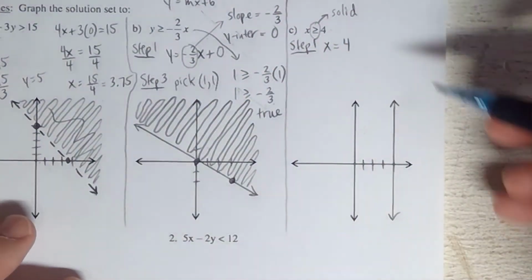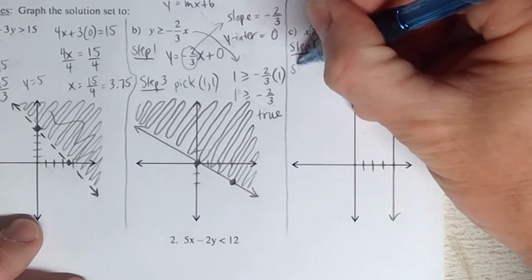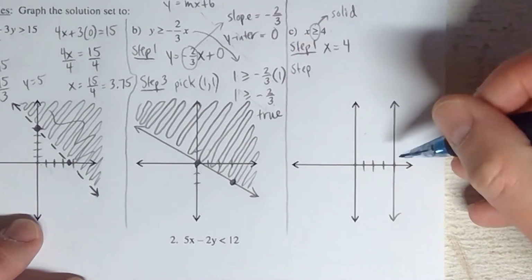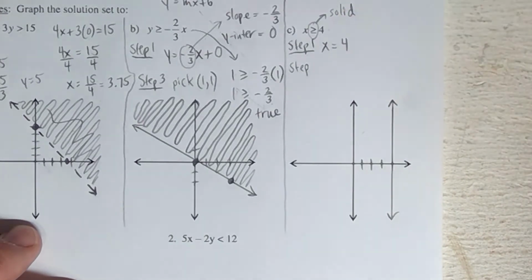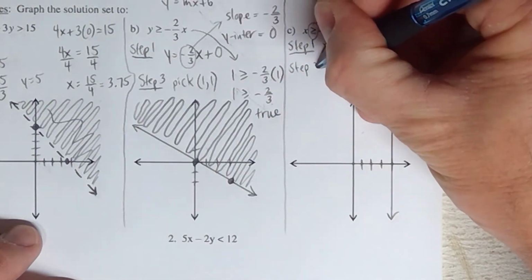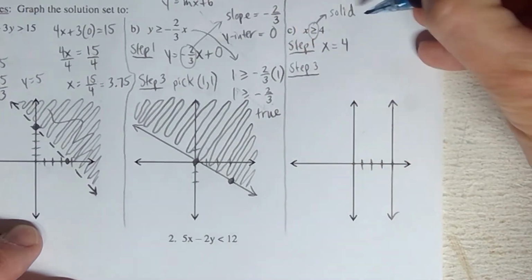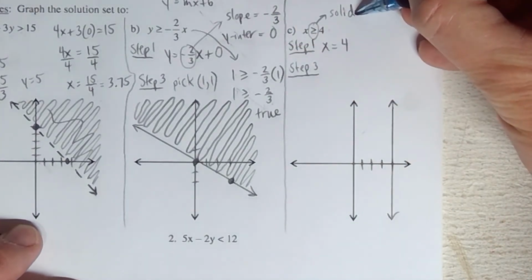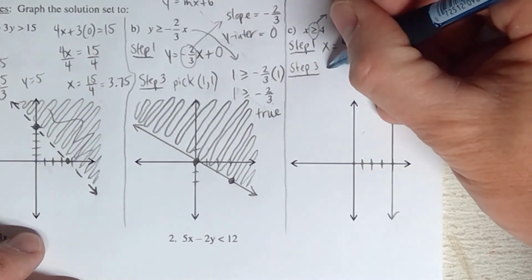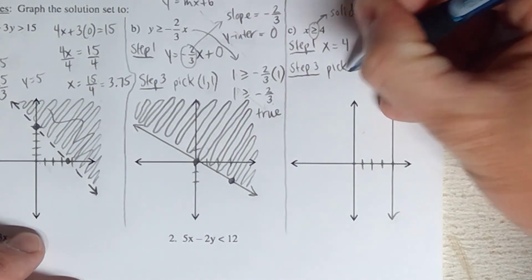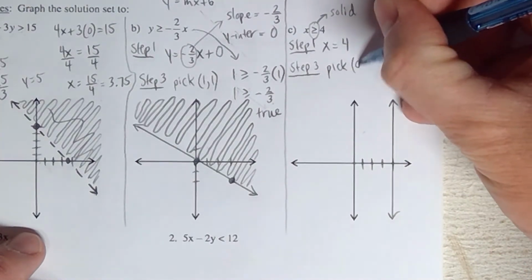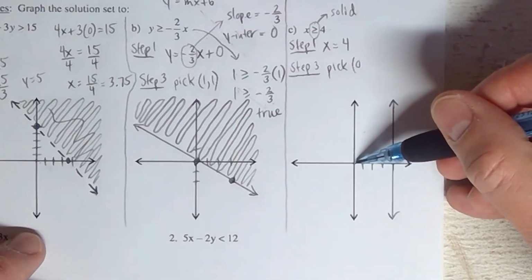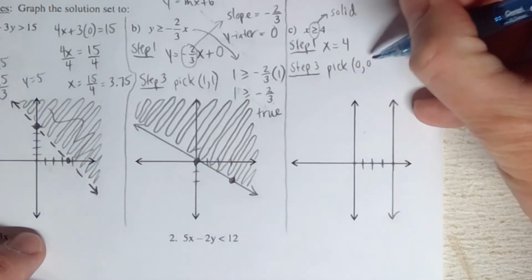So step 1 was to figure out where the line is. Step 2 is to figure out if it's solid or dashed. You then draw the line after you know that it's solid or dashed. Okay, so the solid part is step 2, figuring out if it's solid or dashed. And then step 3 is we pick a test point. Is 0, 0 on the line this time? No, it is not. 0, 0 is way over here. So I'll pick that this time.